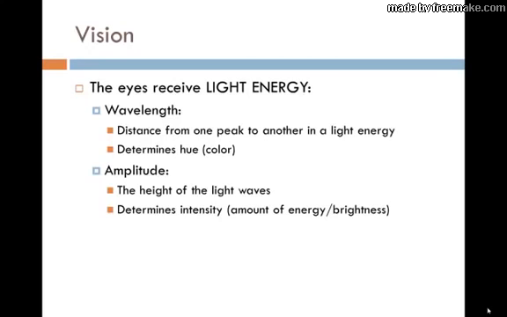So when you see orange, it's because it has a different wavelength than something that is white in terms of energy. The amplitude is the height of the light wave. So the wavelength is the distance between one peak and the next. The amplitude is the height. And the amplitude determines the intensity, so the brightness of the information that you're getting.